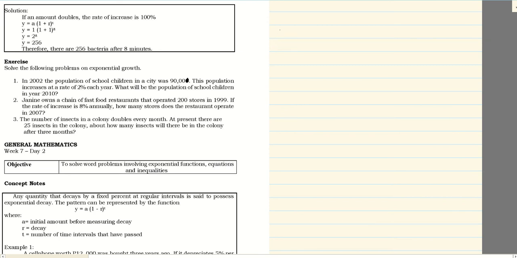So this is how to answer it. First, you need to find the a, because we know that our formula is a(1 + r)^t. So what is a? A is 9,000. This is your population. Then, what is your rate? Almost all rates have a percentage, like this one, 2%, and we change it to decimal, which is 0.02.